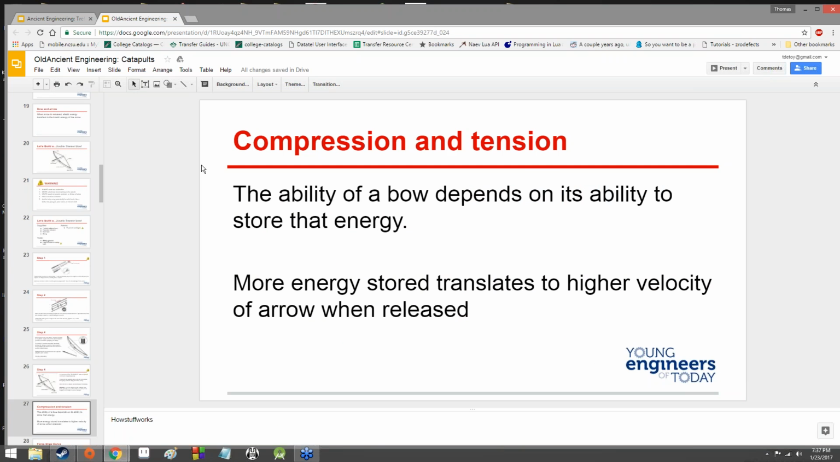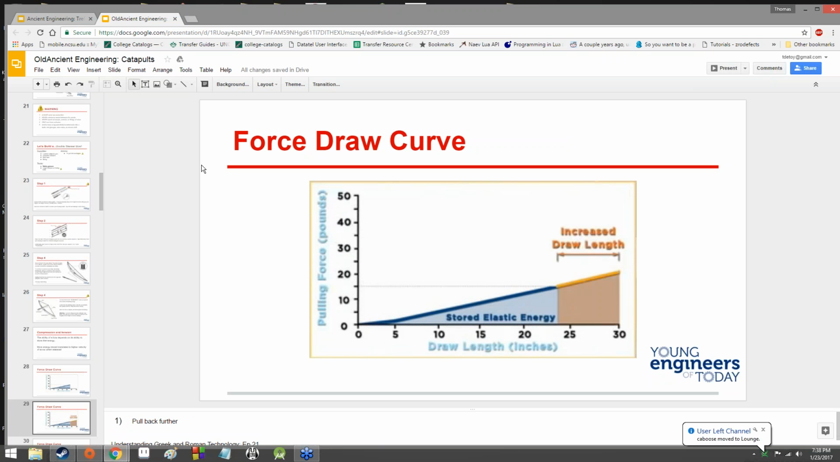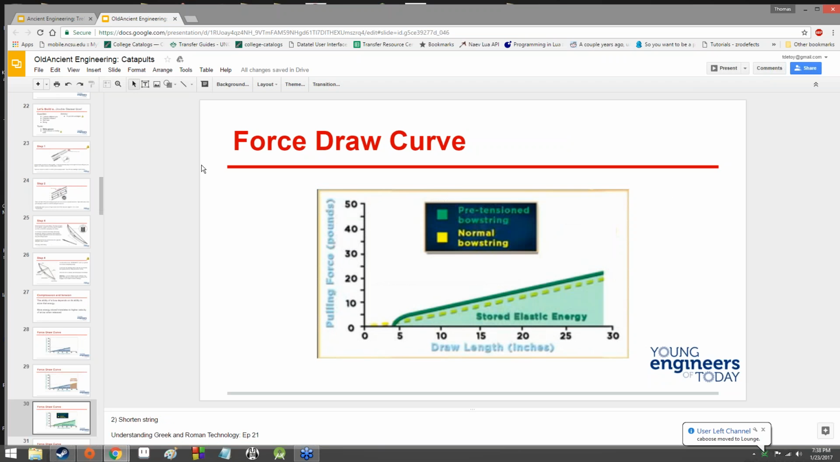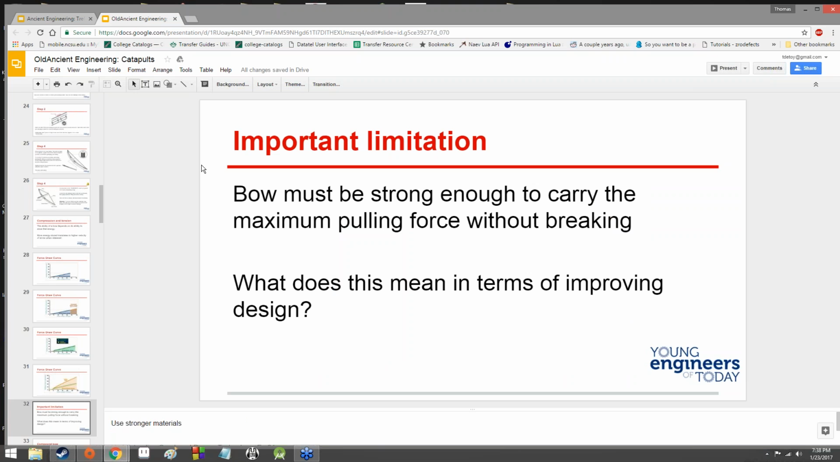So the ability of a bow depends on its ability to store that energy. Basically, how strong a bow is depends upon how well it can store energy inside of it. More energy stored translates to higher velocity of an arrow when released. Makes sense, right? So basically, the stronger the bow is, the harder it is to draw. However, the more energy it will store, which by extension means the faster that arrow will go when you let go. So the bow must be strong enough to carry the maximum pulling force without breaking.